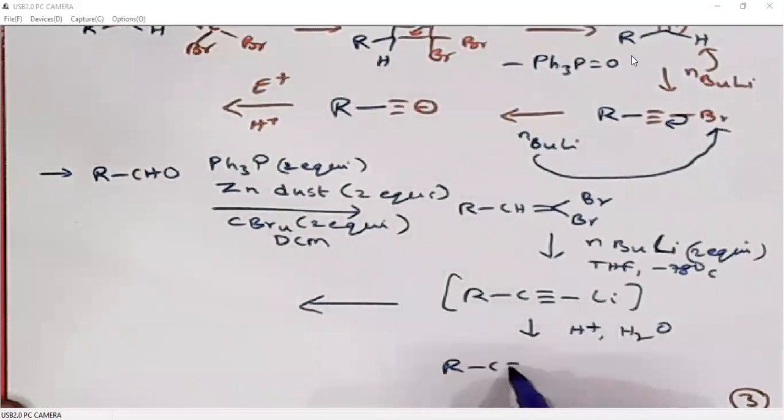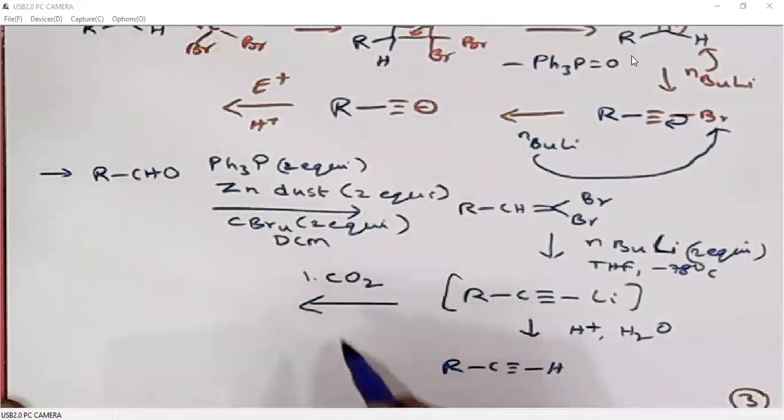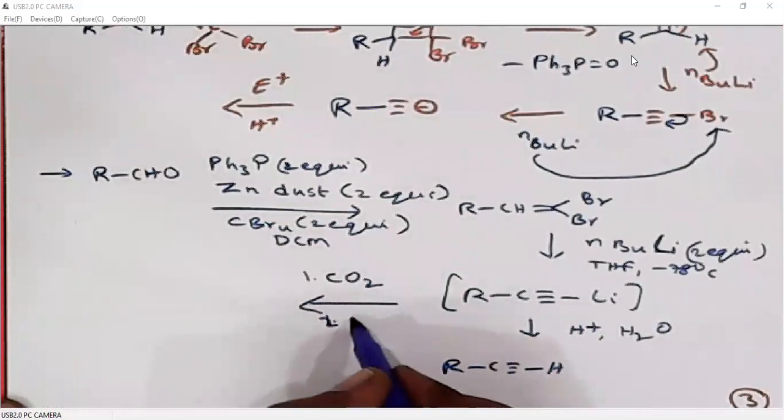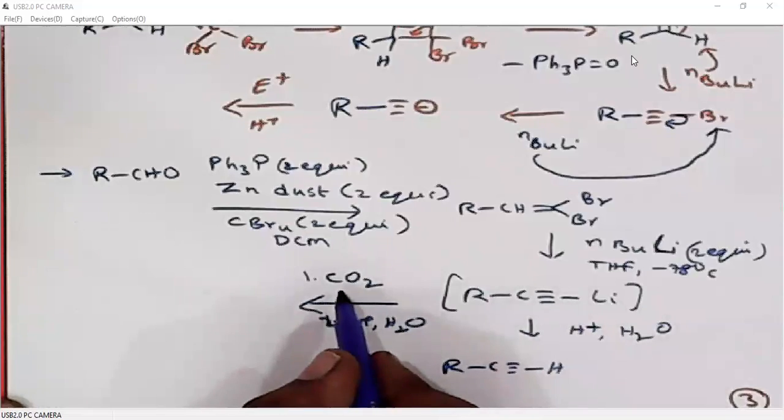So anion picks up this proton, so it becomes terminal alkyne. But we can also use a variety of electrophiles. For example, in this case, we are reacting this acetylenic anion with carbon dioxide.